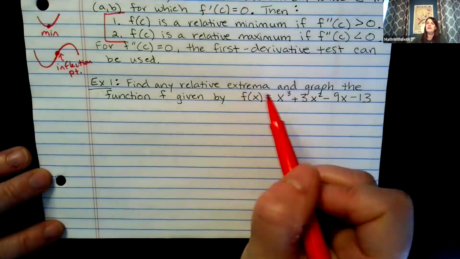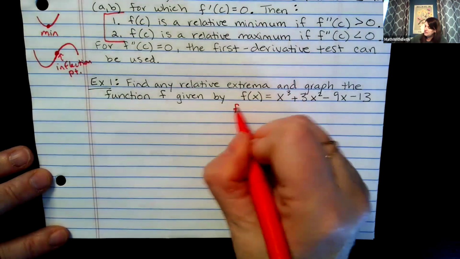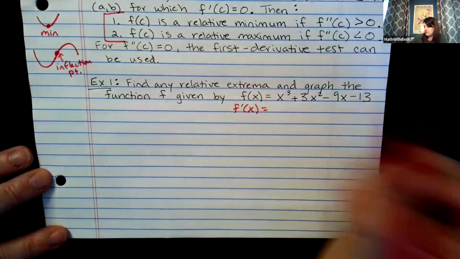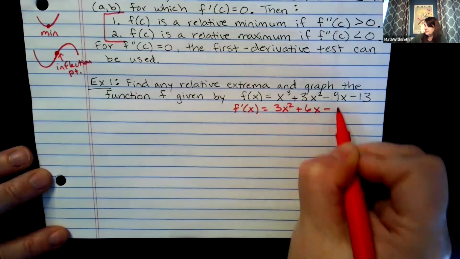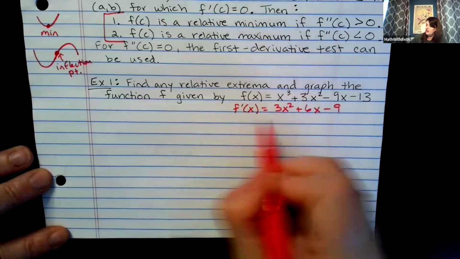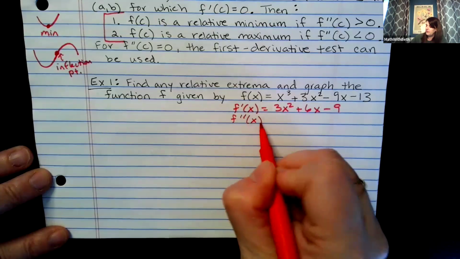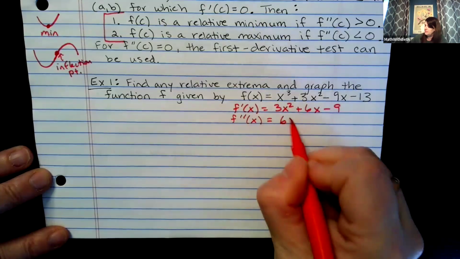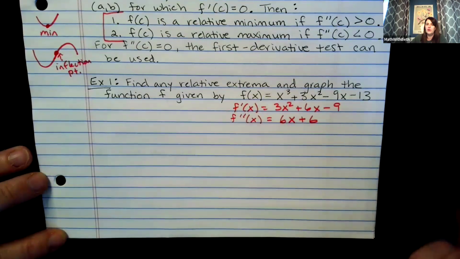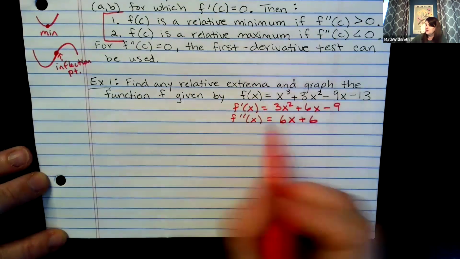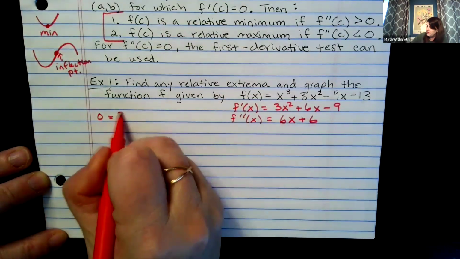If I wanted to find extrema from this and I wanted to use the second derivative test, I would first need my first derivative, and I would need my second derivative eventually. So I'm just going to find both of them before I get started. And we're going to need to know our critical values, so I'm going to take my first derivative and set it equal to 0 and solve.